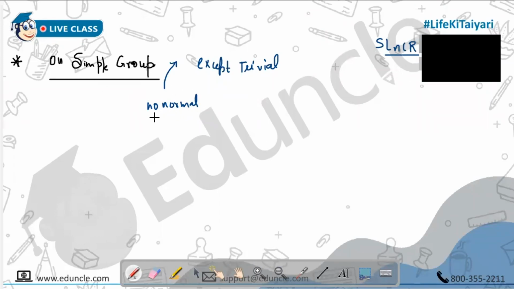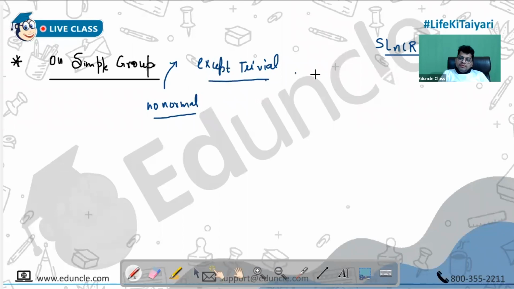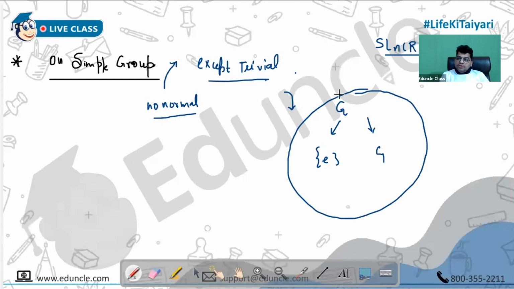A group is which has no normal subgroup except trivial. मतलब every group G has two subgroups. This is normal always. That is G. These two are always normal because these are the trivial normal subgroups. If this does not have a normal subgroup except the trivial, then group is called simple.